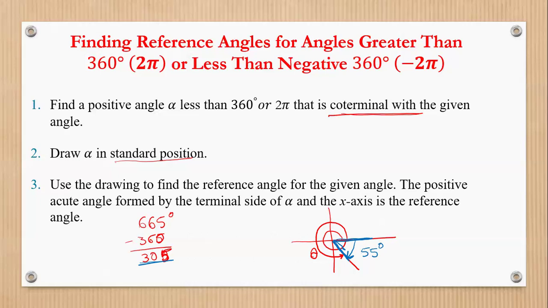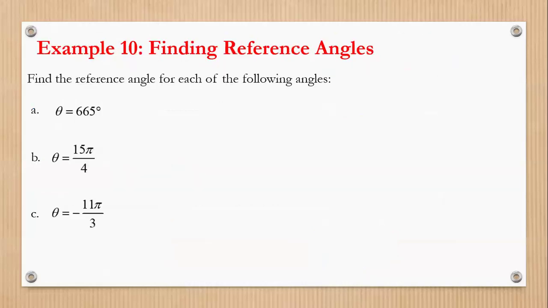If your coterminal angle is less than 90 degrees, and it's the angle between the x-axis and the terminal side, that means that's exactly your reference angle. But if the coterminal angle is greater than 90 degrees, you need to find the reference angle for that angle. Right now, the answer is 55 degrees. 55 degrees is the coterminal angle, which is also my reference angle. That's the answer for the first one.